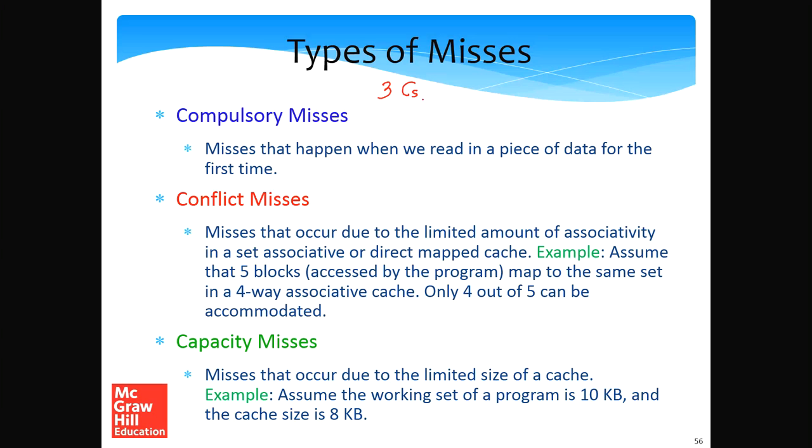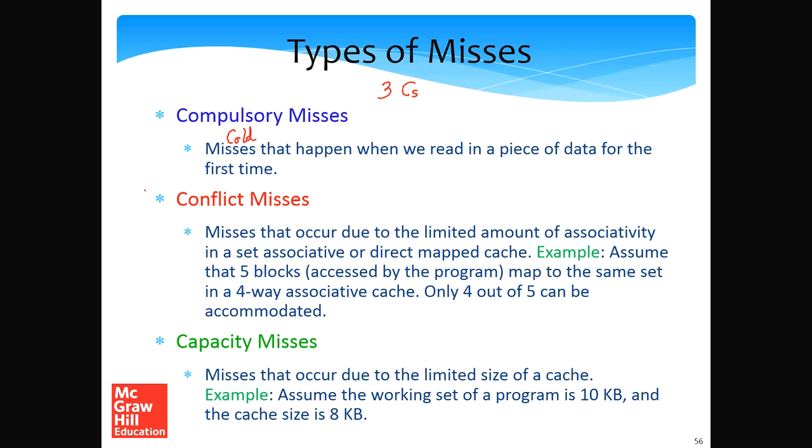So the first category of misses are compulsory misses. These are misses that happen when we read in a piece of data for the first time. They're also called cold misses. Compulsory misses or cold misses will happen when, for example, the program is starting up, none of the data will be in the caches, so we will need to read it for the first time, and these misses have to happen. They are called cold misses because essentially when the program starts, it's cold.